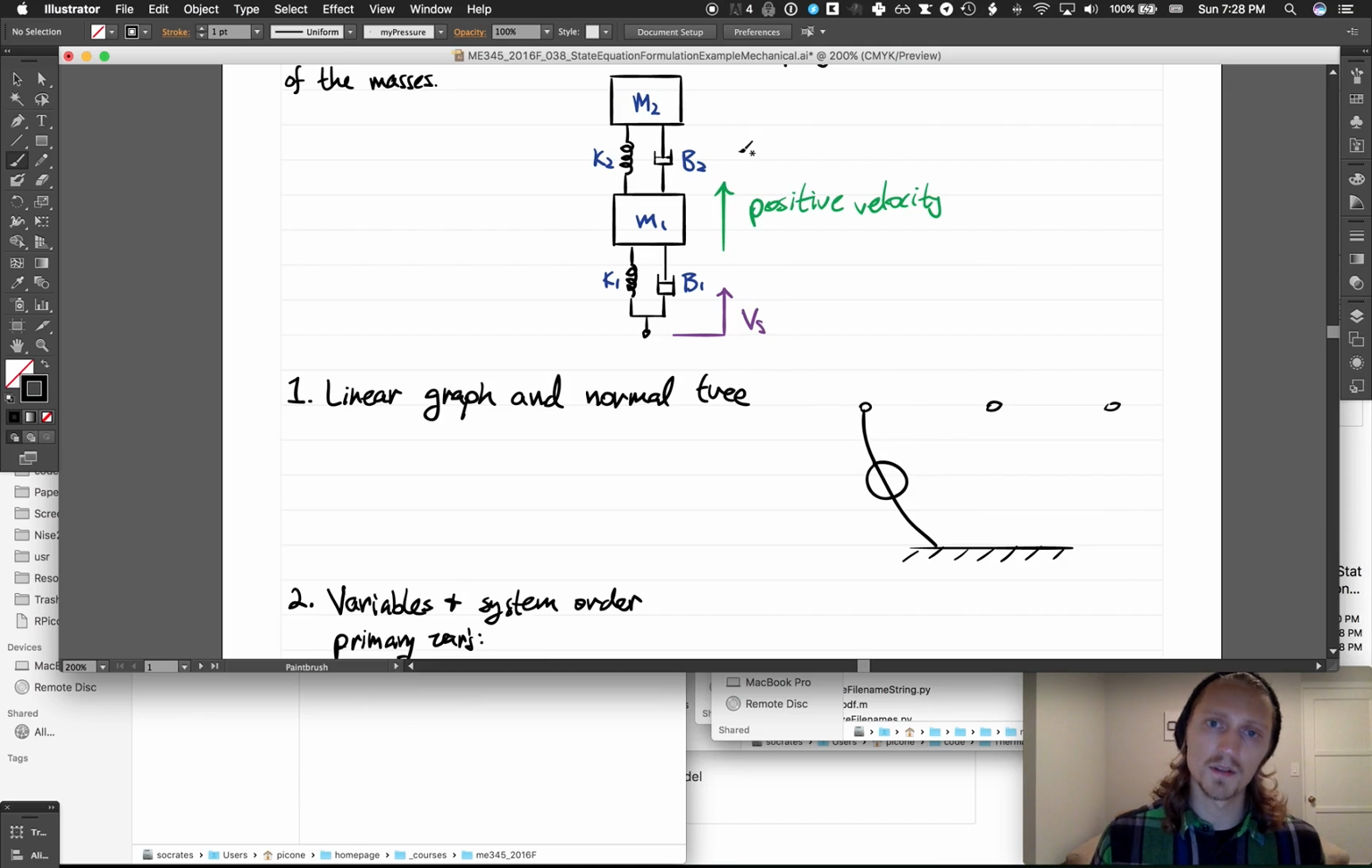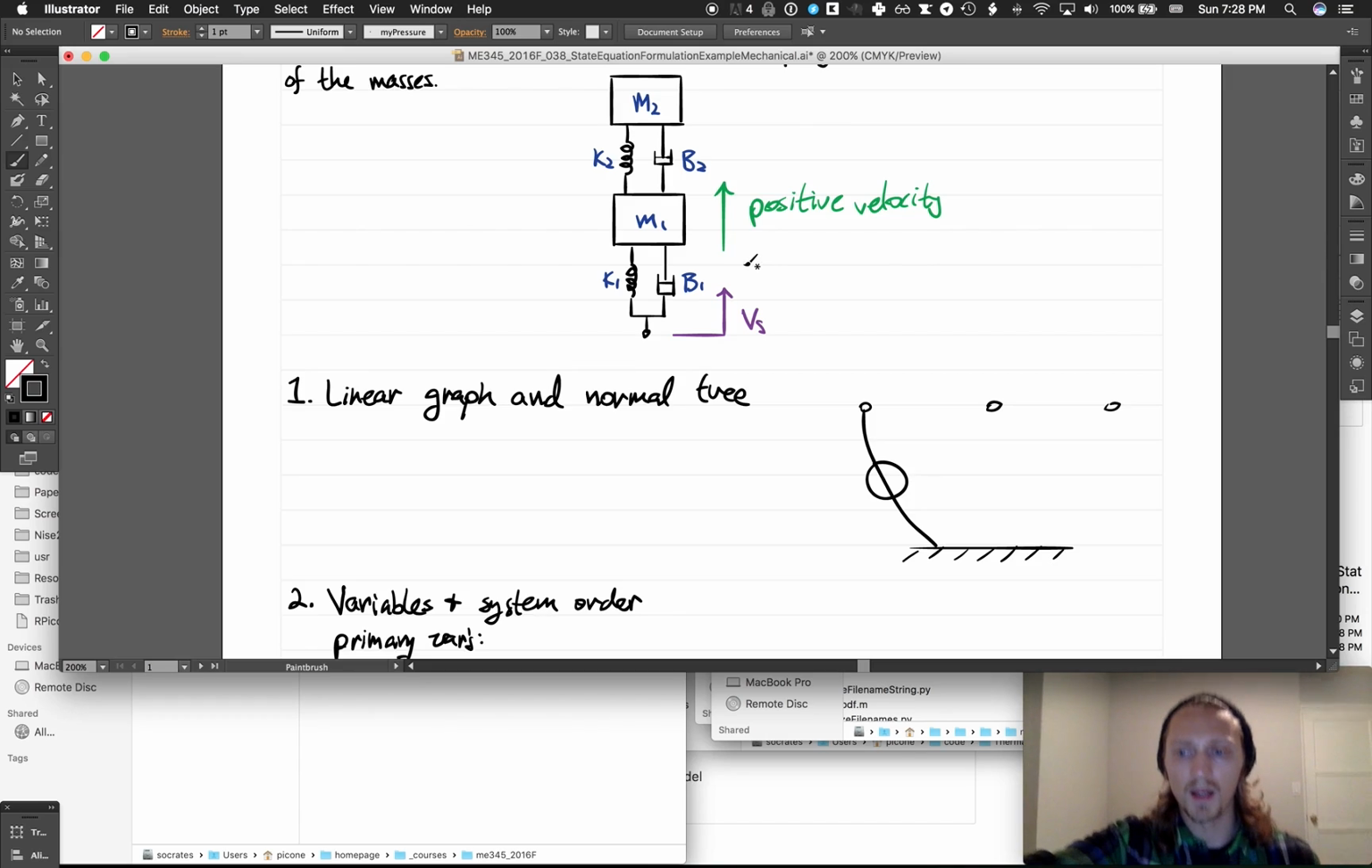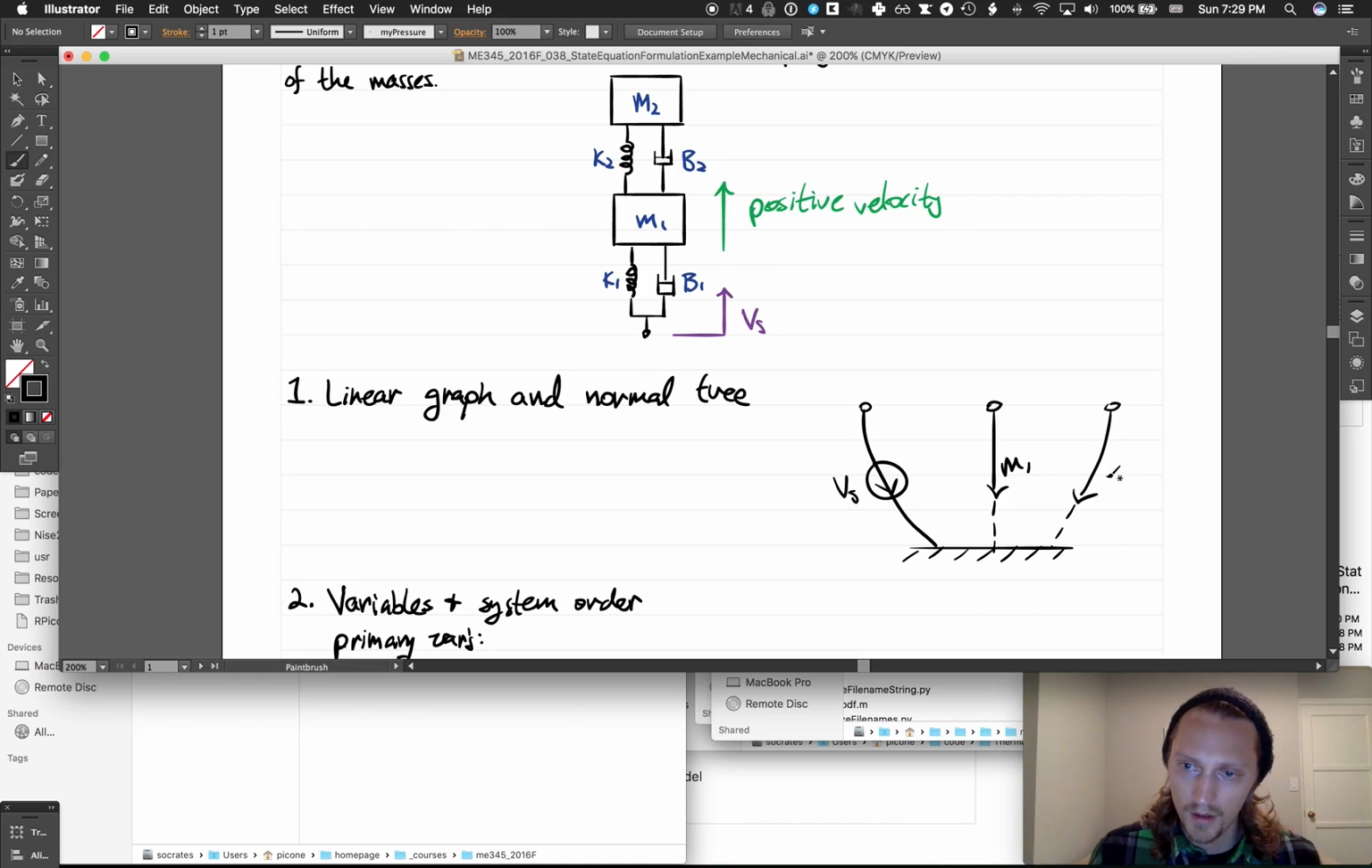Since the velocity source is in the direction of the coordinate arrow, we can look back at our rules for sign convention and discover that that means we have to draw our arrow toward ground, Vs. These other two nodes are the mass nodes, so we always draw mass nodes to ground, so let's do that. So this is M1 and M2.